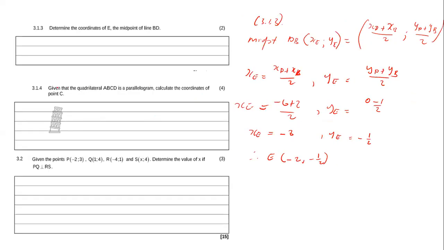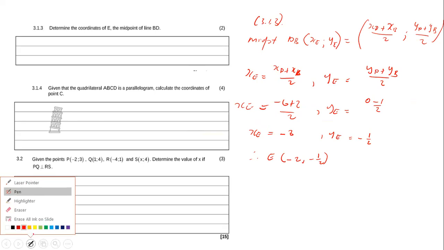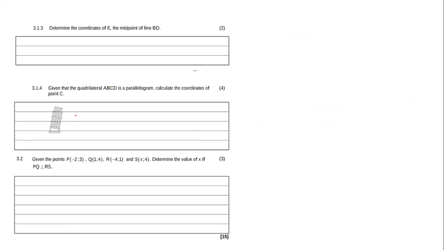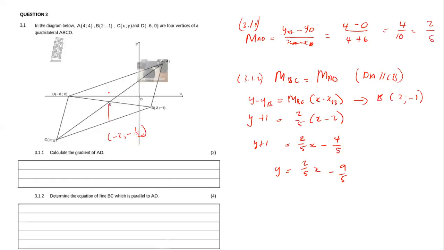So now we move to question number 3.1.4. It says to us, given that the quadrilateral ABCD is a parallelogram, calculate the coordinates of point C. So this is what is happening. This is a hint. For the fact that they tell you it's a parallelogram, we know that one of the properties of a parallelogram is that the diagonals intersect each other at point E. So these diagonals share the same midpoint. So the coordinates of E that we got, we're going to use them along with coordinates of A to determine coordinates of C. We're still going to use the midpoint formula there.